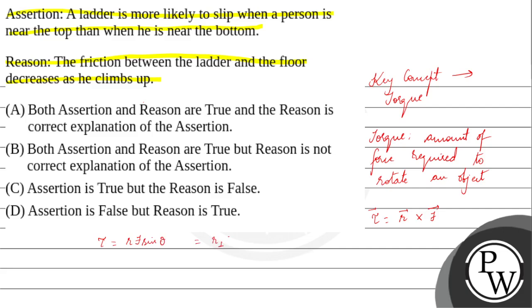इसको R perpendicular F या R F perpendicular भी लिखते हैं. So R is the distance between the axis of rotation and the point where the force is applied. F is the applied force and R and F should always be perpendicular to each other to calculate the torque.